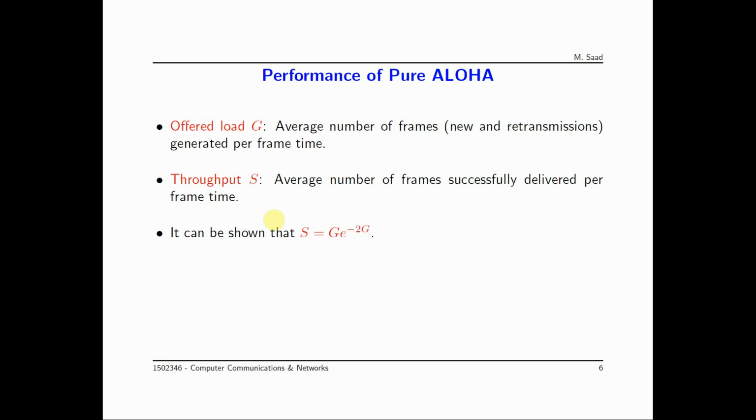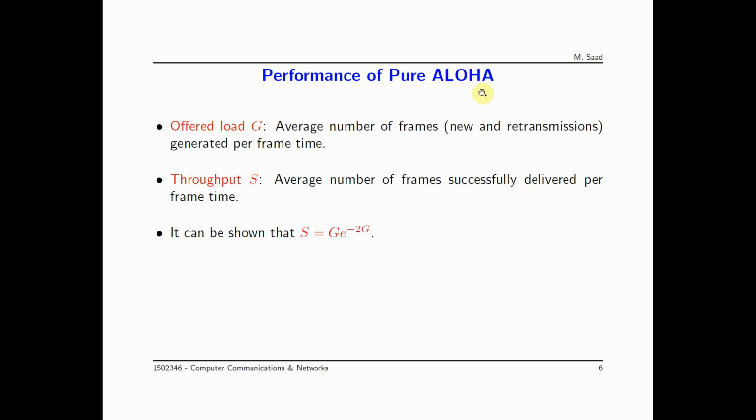So let me recap. The offered load, for which we use the symbol G, is the average number of frames that are attempted by all stations connected to the network during 1 frame time. And the throughput, for which we use the symbol S, is the average number of successfully delivered frames per frame time. I think it's also easy to imagine that S is smaller than G. So if we attempt to transmit a number of frames, whatever gets successfully delivered is either as much as this in case we don't have any collisions, or less than that in case we have collisions.